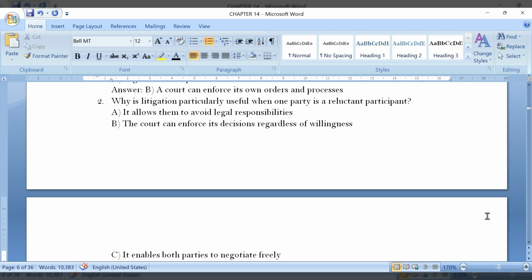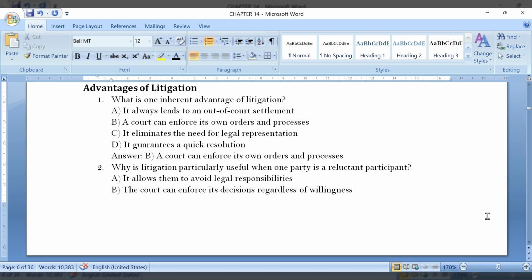Advantages of litigation. 1. What is one inherent advantage of litigation? A. It always leads to an out-of-court settlement. B. A court can enforce its own orders and processes. C. It eliminates the need for legal representation. D. It guarantees a quick resolution. Answer. B. A court can enforce its own orders and processes.